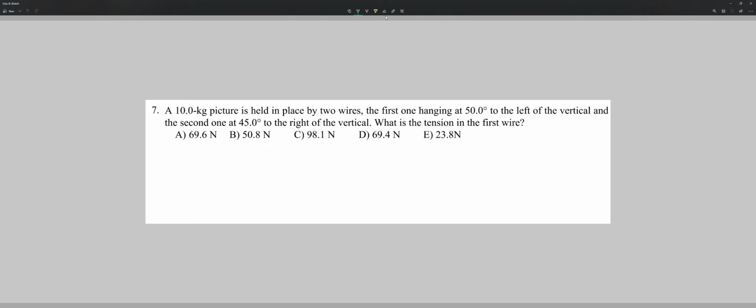Question 7. A 10 kg picture is held in place by 2 wires. So we can say that you have a picture. I'm gonna draw the picture as a dot. There's a force due to gravity acting on the picture itself. The first wire hangs at 50 degrees to the left of the vertical, so this is 50 degrees. And the second one is at 45 degrees to the right of the vertical, 45 degrees to the right.